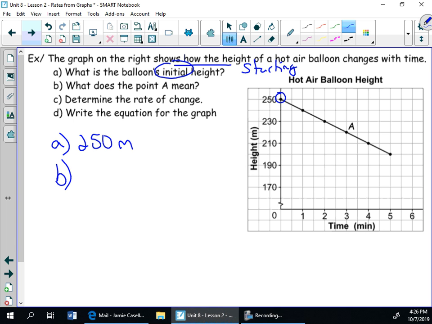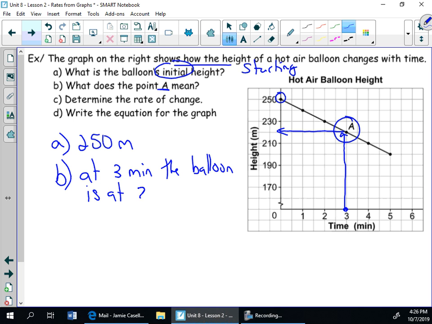All right, what does the point A mean? Well, point A is right here. What's happening at A? I know that at 3 minutes, my balloon has reached a height of 220 meters. Okay, notice I read off the bottom first, the independent variable, and then went over to the side. Kind of the way we usually read graphs, we're looking at dots.